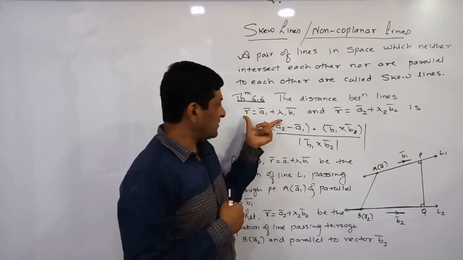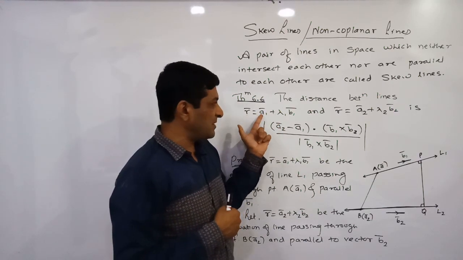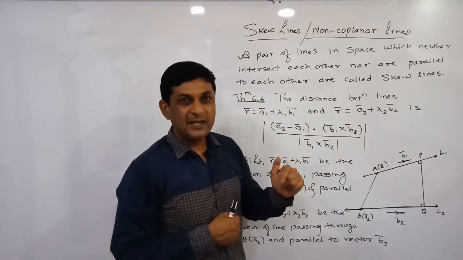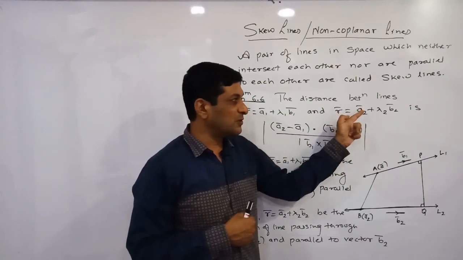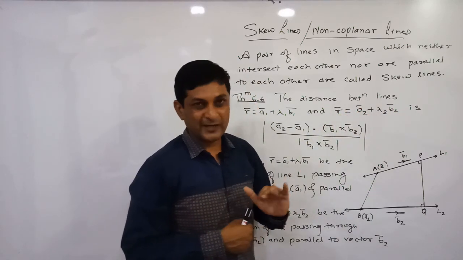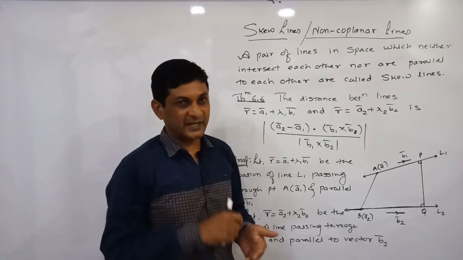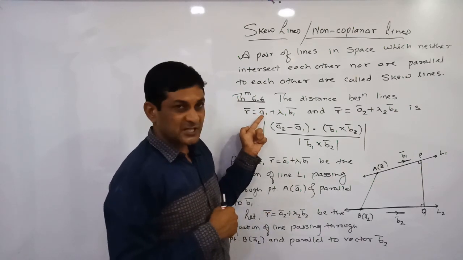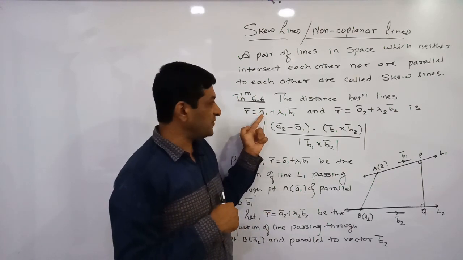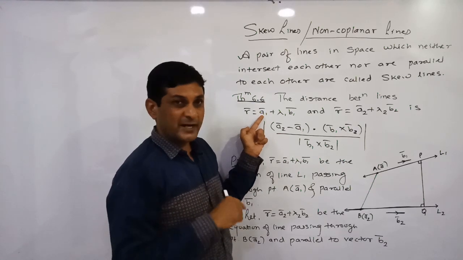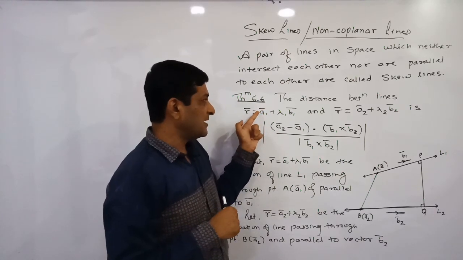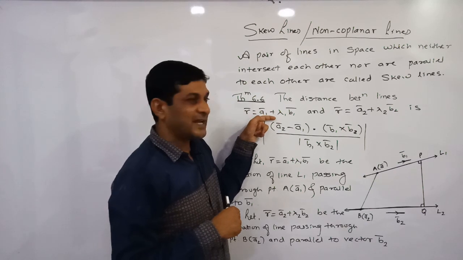So what is the equation of the first line? r bar is equal to a1 bar plus lambda 1 b1 bar, and the second equation is r bar is equal to a2 bar plus lambda 2 b2 bar. Both the equations are given in vector form. In this case, just by observation we can say that the first line passes through a point whose position vector is a1 bar. So let us denote this first line by L1.